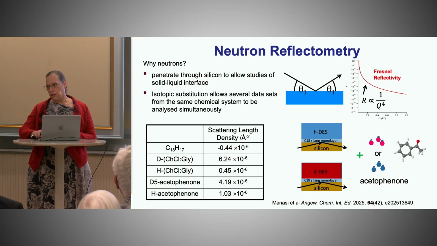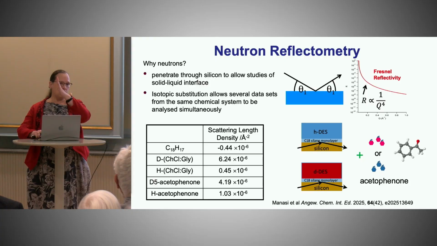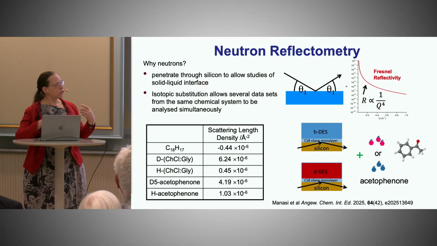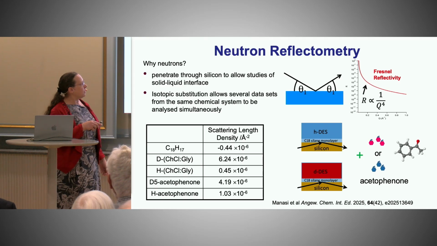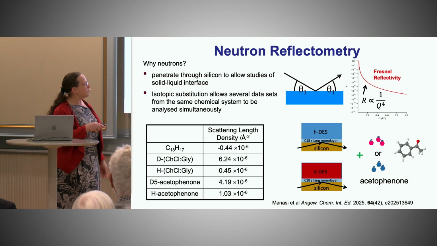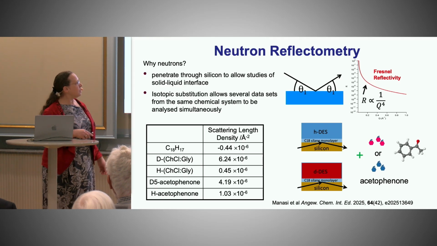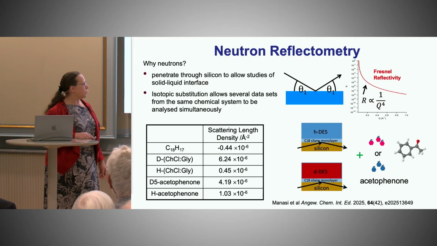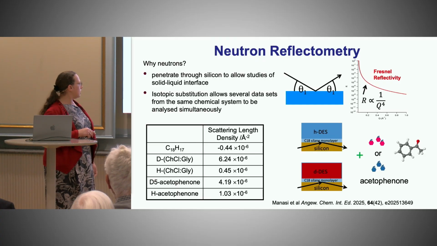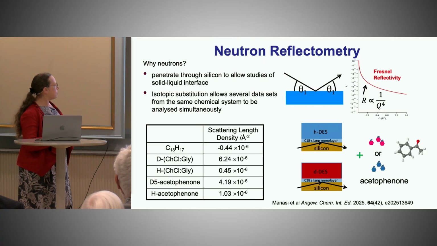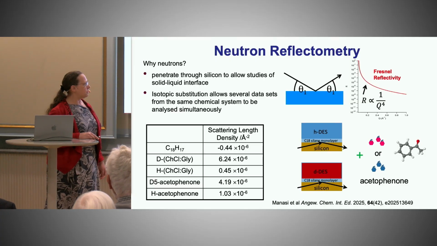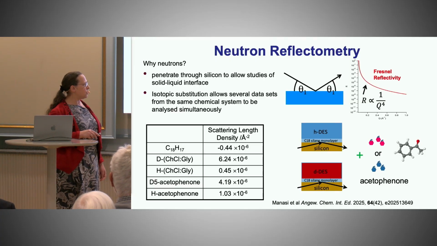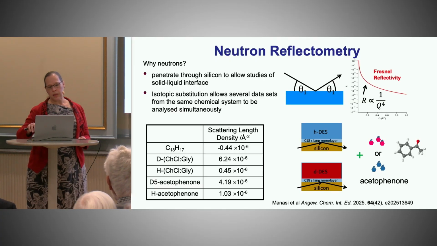So again, here, neutron reflectivity is just bouncing neutrons off a surface and seeing what gets reflected back. And that tells us about the structure at the interface. If it's a clean, nice, sharp interface, we have a nice curve like this. But if we start to have layers at the interface, we get kind of wobbles in this line. So we're painting our molecules. We can paint our deep eutectic solvent components, the choline chloride and the glycerol, and we can also paint the acetophenone by putting hydrogen or deuterium on the ring here.